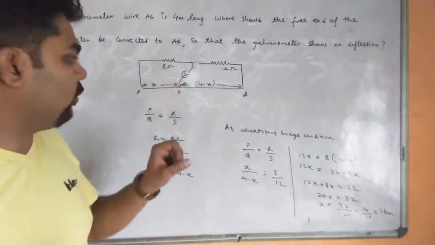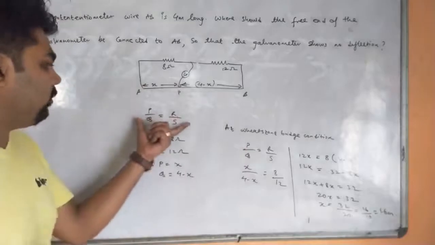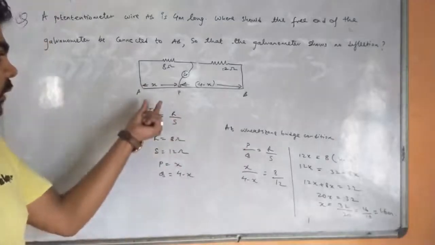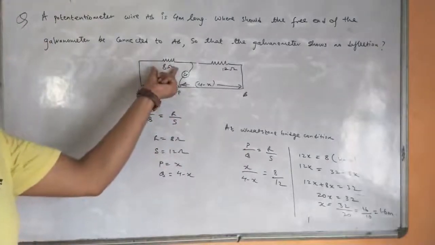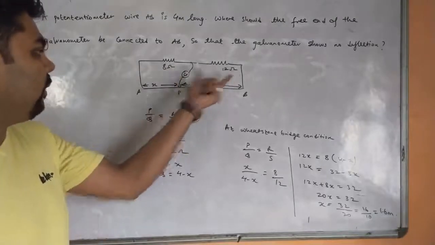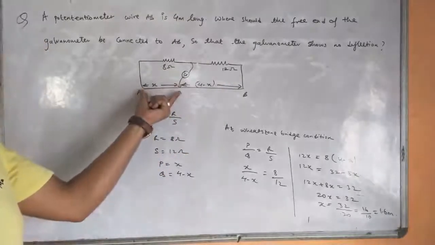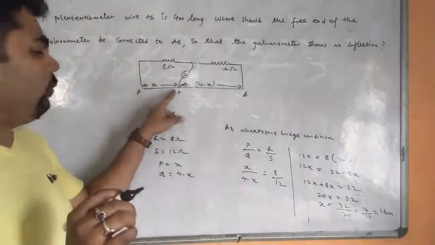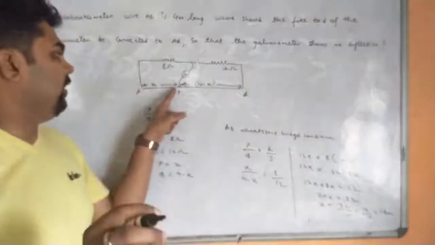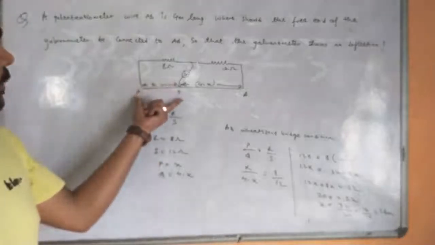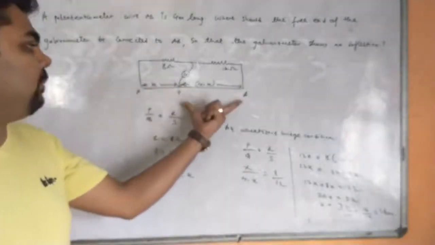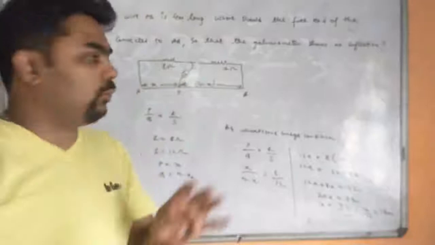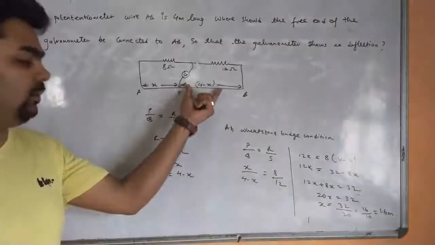So we know from Wheatstone bridge condition P by Q equals to R by S. Now here what is our R? R is our 8 ohm, our S is 12 ohm, and let us consider this P as to be as X. So at a distance of X from point A, we are getting the zero deflection here. Now if from A to P it is X, then what will be Q here? Total was 4 meter, so 4 minus x, right?